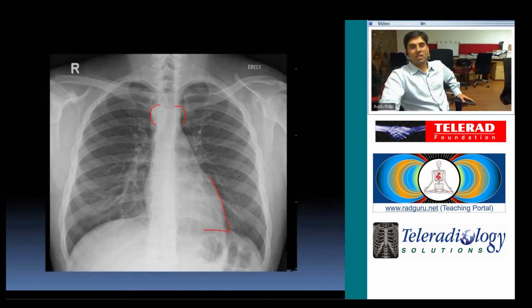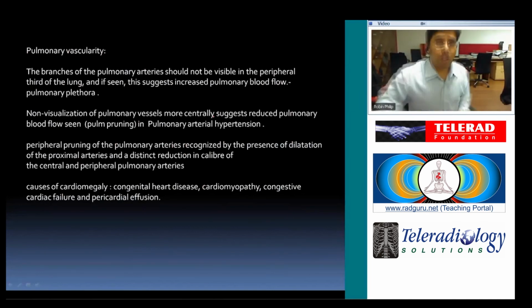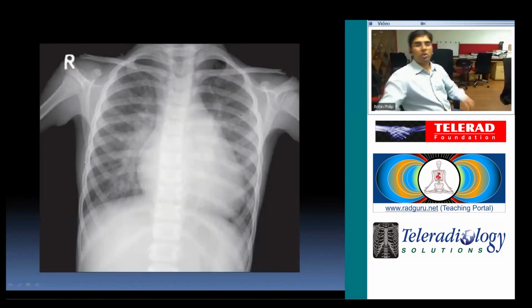And then regarding pulmonary vascularity, normally the lateral third of the lung should not show any lung markings. For any reason, if you're seeing that, that means there is increased pulmonary flow, that is called pulmonary plethora. You can see an example here. This is a case of cardiomegaly from a VSD. You see here, the pulmonary markings are seen all the way to the periphery. That is called pulmonary plethora.